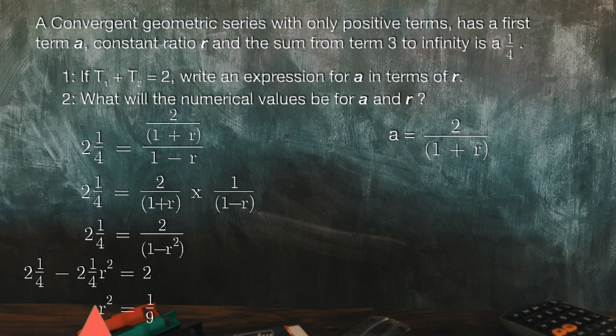And then we have to square root both sides, and then we have r is equal to plus or minus 1/3. Well, here they say we've got only positive terms, so we cannot have a negative constant ratio, so it's going to be a positive third. And that's it. So all that we do now is, now that we've got r, we take the r and put it into r's place, and we've got 2 divided by 1 plus 1/3. And a is equal to 3/2 or 1 1/2. And that is it for now. See you next time. Bye.